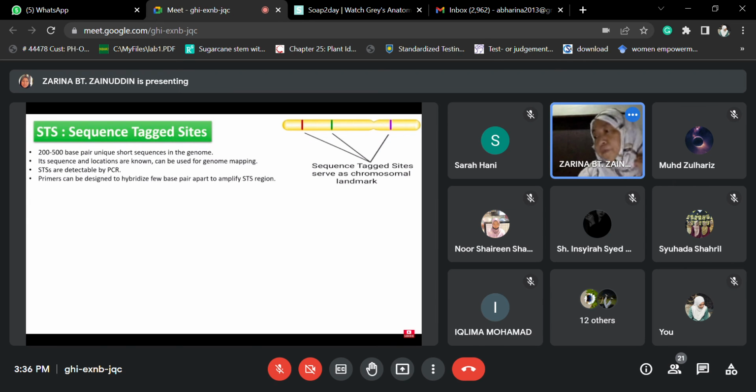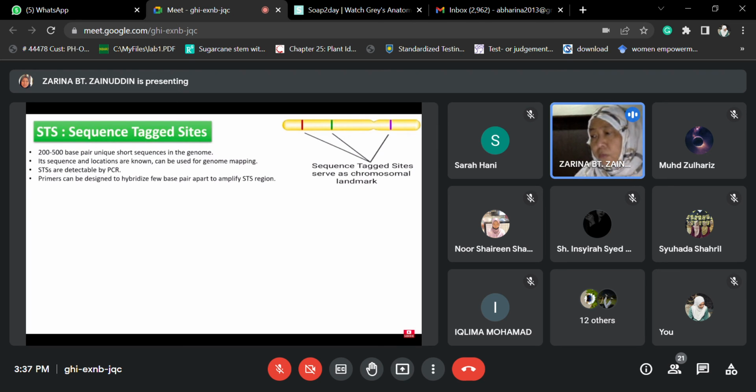So what are STS? STS, known as sequence tagged sites, are 200 to 500 base pair unique short sequences in the genome. Its sequence and location are known, and this can be very useful for genome mapping. Sequence tagged sites are detectable by PCR, and this can be done by designing primers that can hybridize a few base pairs apart from the region to amplify the STS region.